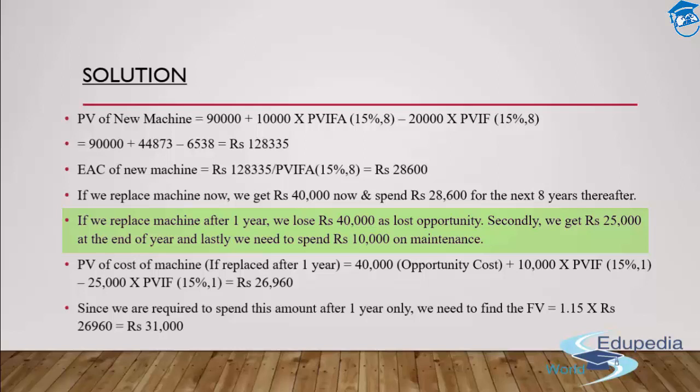And we need to spend another 10,000 rupees on maintenance. In the first year, there was no maintenance cost as far as the old machine was concerned. But in the second year, if I continue using the old machine, I need to incur a maintenance amount of 10,000 rupees, which is provided in the question itself. So what is going to be my present value of the cost of the machine if I replace it after a year?